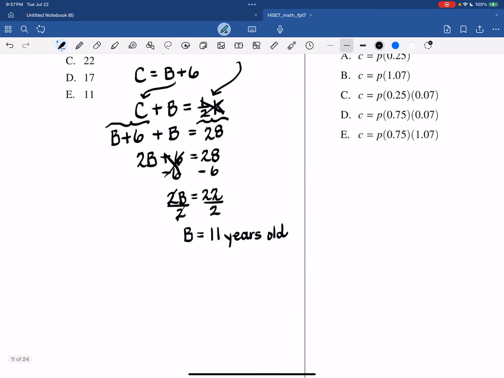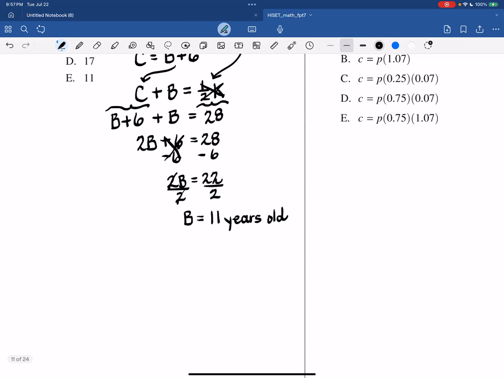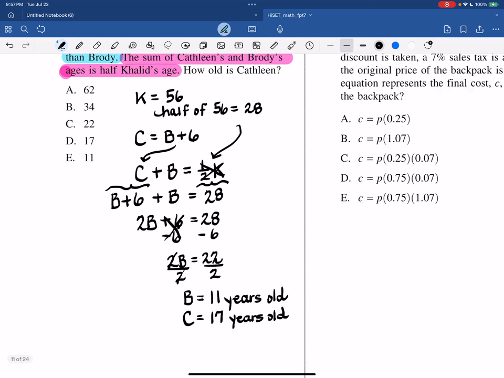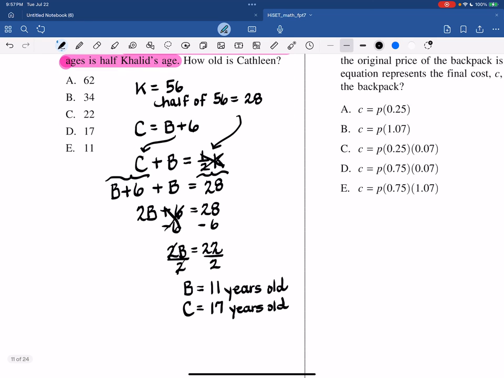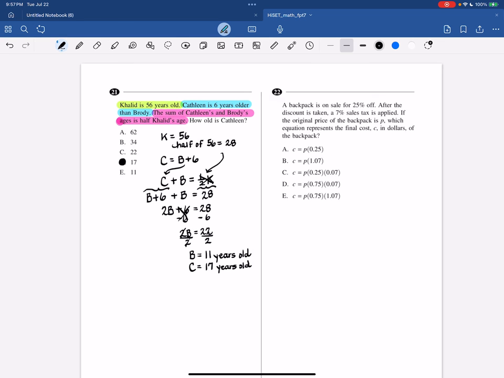And they told me that Kathleen was Brody plus 6. So Kathleen is 11 plus 6, or 17 years old. And I believe that's the person we were looking for, because we already knew Khalid's age. So Kathleen is 17 years old. D as in Delta.